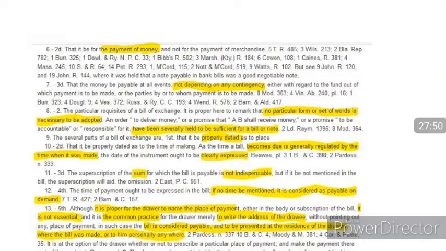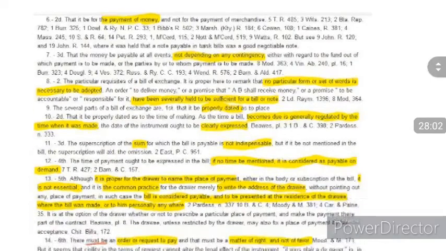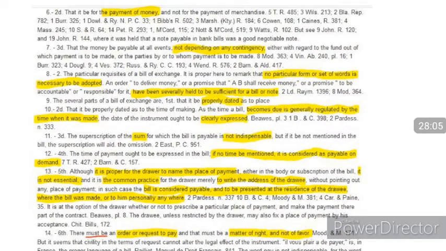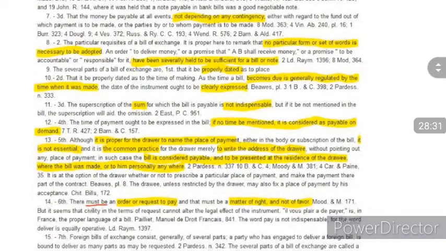But let's go in where payment, the payment of money. This element definitely has to be there, not depending on any contingency, either to regard, find out which payment is to be made. So, restrictive endorsements. Going back to that, even look up contingency, and that'll give you a better idea if you're not already familiar.